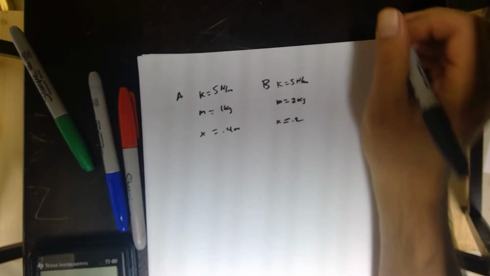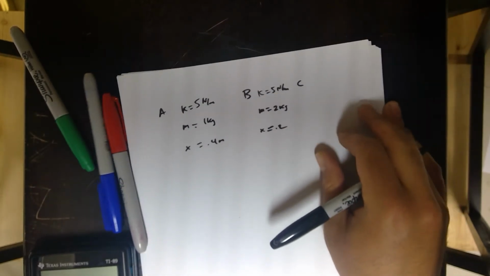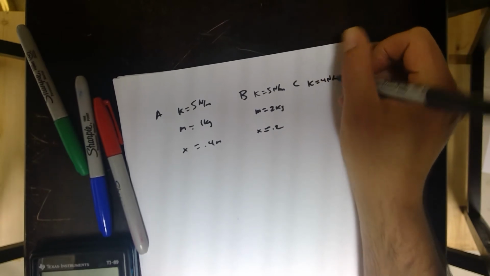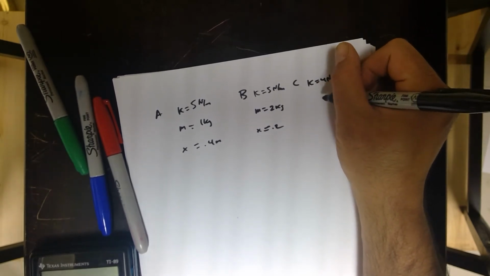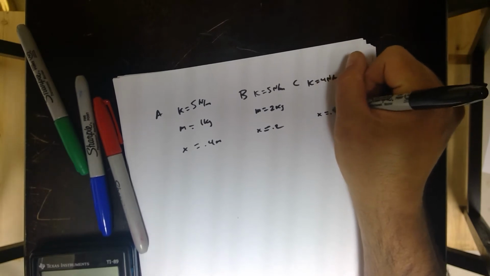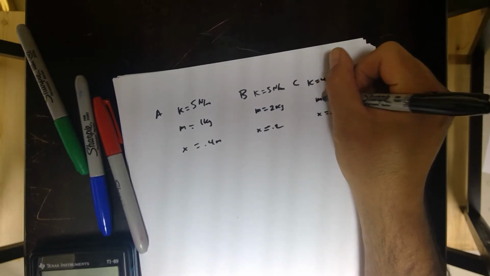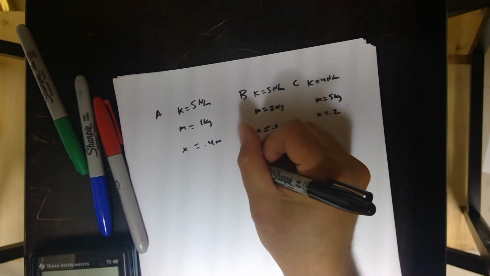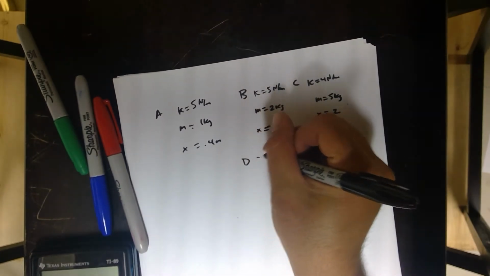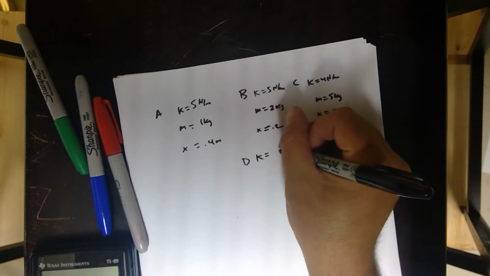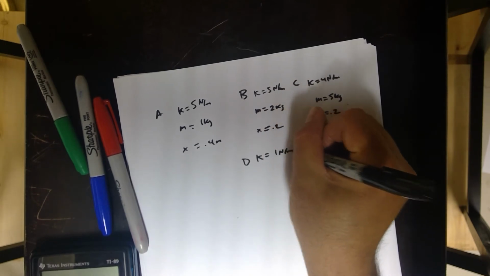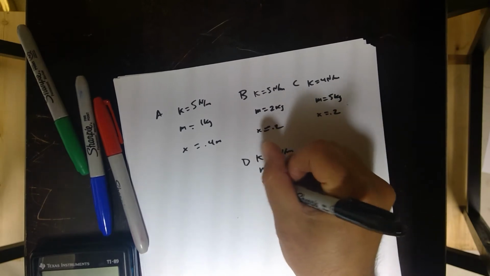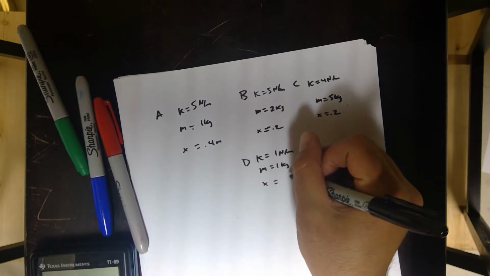X equals 0.2. C, K is 4 newtons per meter. The stretch is 0.2, and the mass is 5. And then on D, it's the last one, we have the K value being 1 newton per meter. The mass attached to it is 1 kilogram, and then the X value is 0.5.